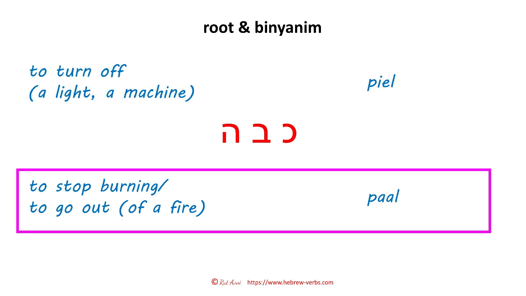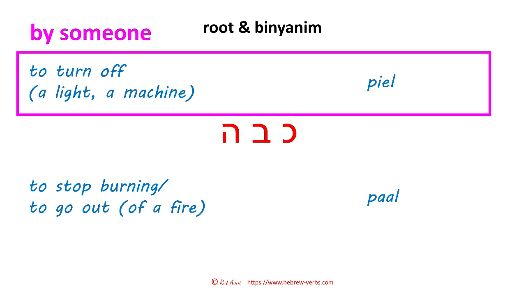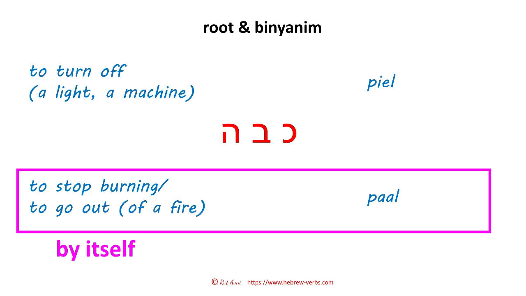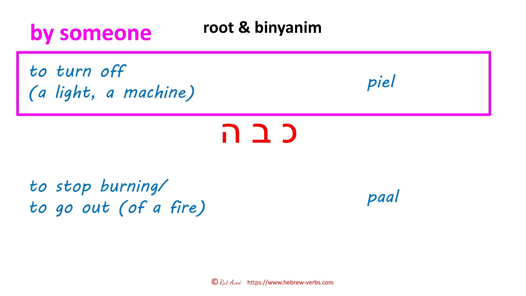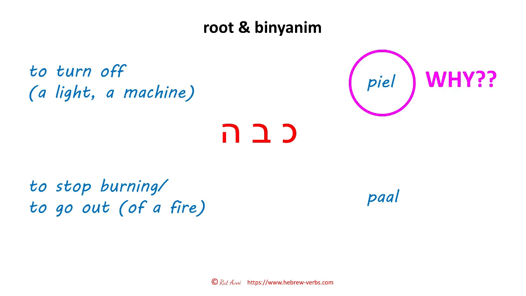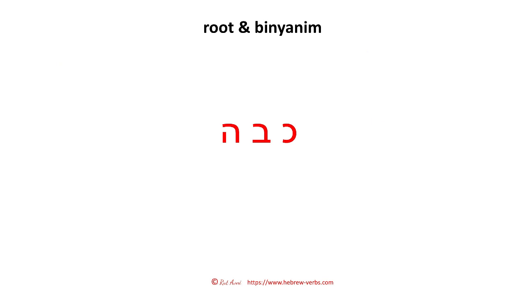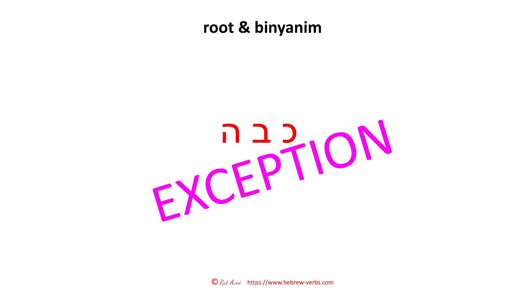Now, pa'al is to stop burning, to go out. That is active, the fire goes out. Pi'el is to turn off a light or a machine. So the difference here is that in pa'al, the fire goes out by itself. Now in Pi'el, somebody else makes it stop burning, extinguishes it. Now question, why is this then Pi'el? Make somebody do something to stop burning, for example. Why is it Pi'el? Honest answer, I don't know. It's an exceptional case. This root here is the exception on all levels. Let's accept it and let's move on.